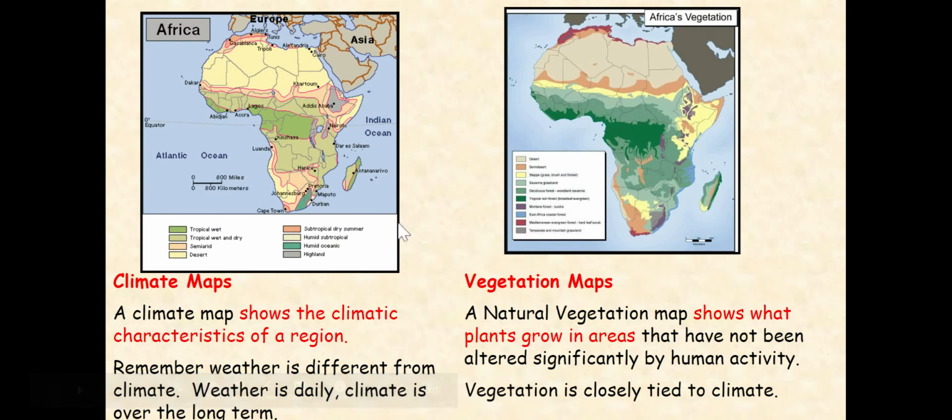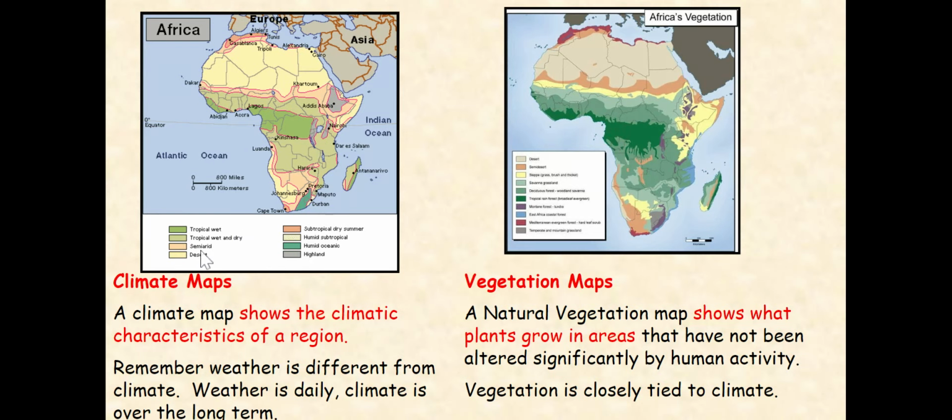All right, so notice tropical wet. That's this area right here. Then you also have tropical wet and dry. That's this area right here. All right, so before I told you about the Serengeti. The Serengeti is right along this area. Okay, it stretches from here to here.